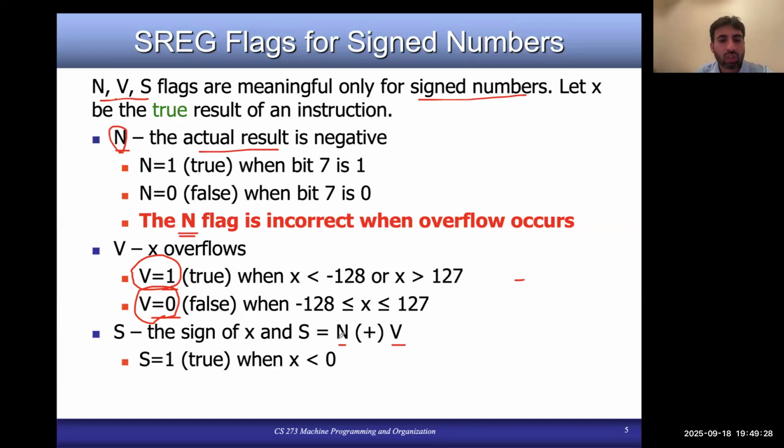Okay, and how is it computed? It is basically the exclusive OR of both N and V. So if S is equal to 1, it means that our value in the register is negative, less than 0. And if S is equal to 0, it means that the value in the register is positive. So whenever we are comparing signed numbers, we will always trust the sign flag. Okay. Any questions? We will see examples and then it will become clearer how we use the S flag.